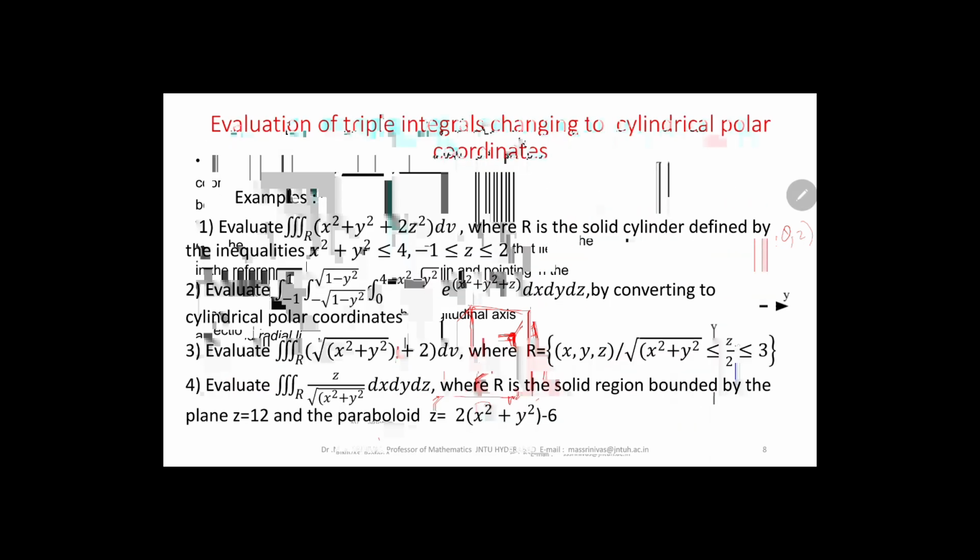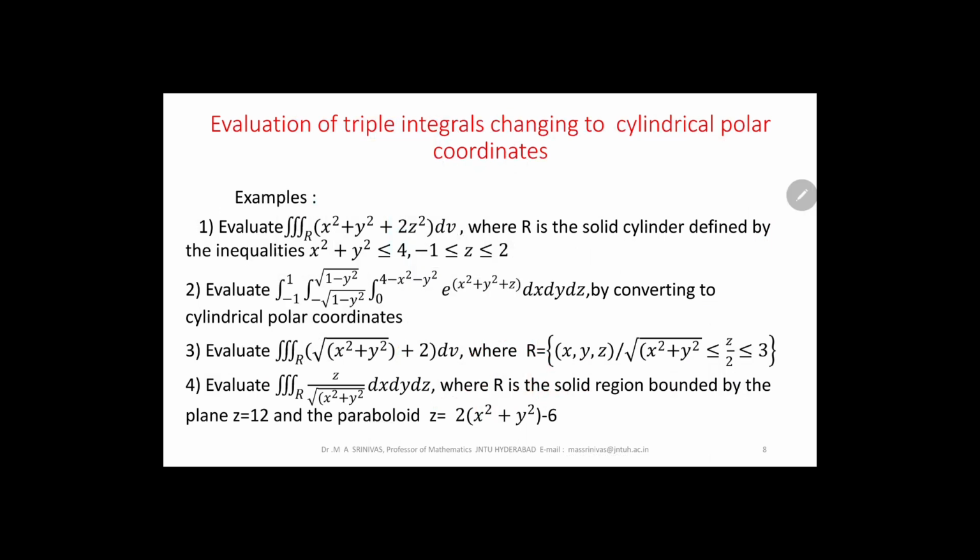Yeah, here the first one: evaluate. So this is one way of the notation. Instead of writing dx, dy, dz, they will write the volume element, that is dV. Sometimes this is one notation to represent dx, dy, dz, where R is the solid cylinder defined by the inequalities.